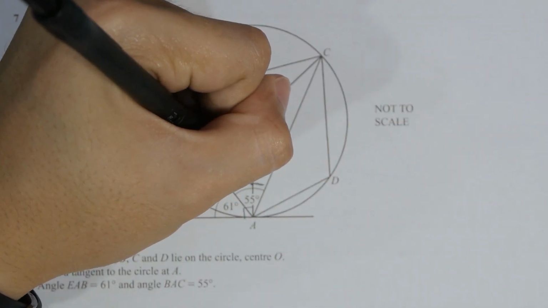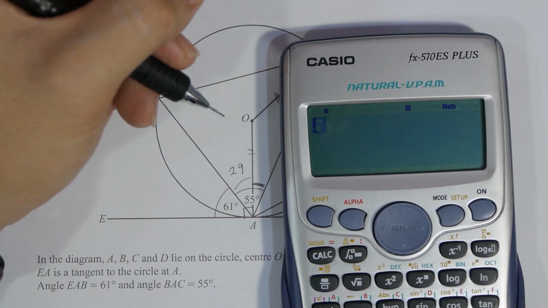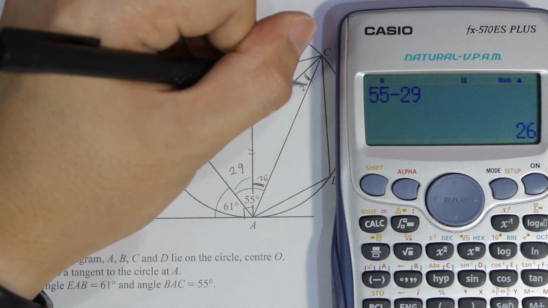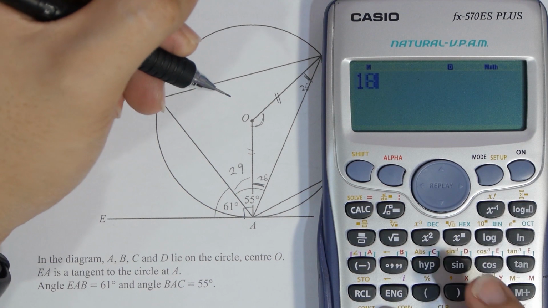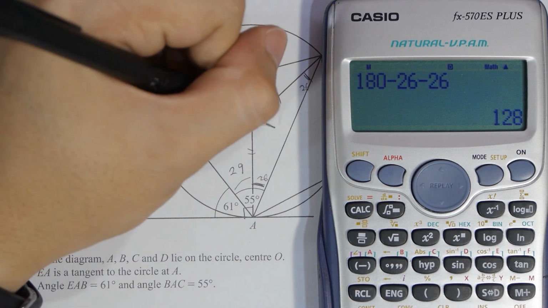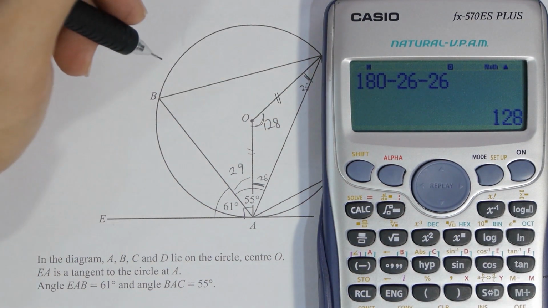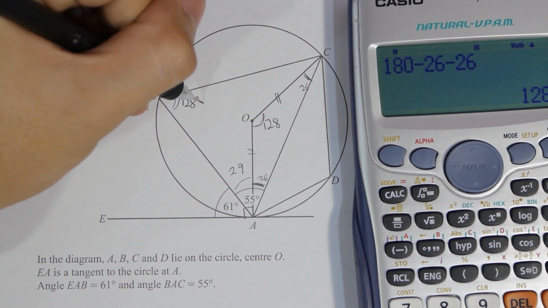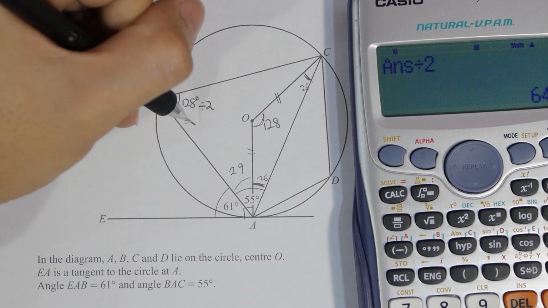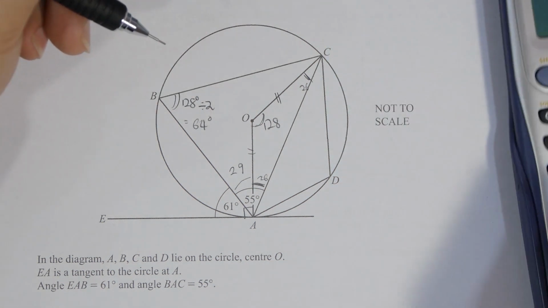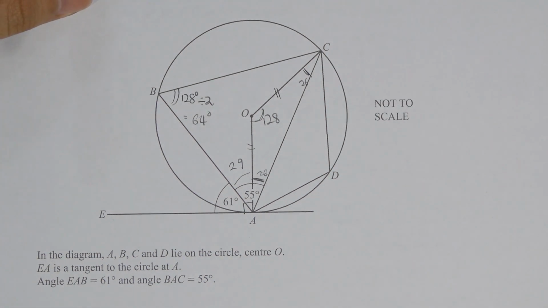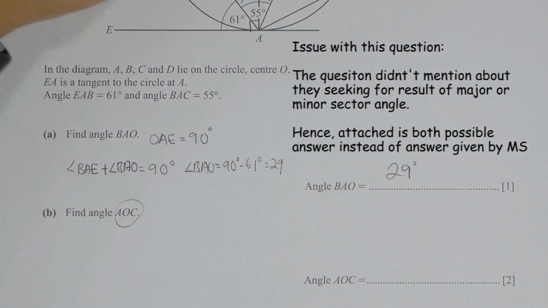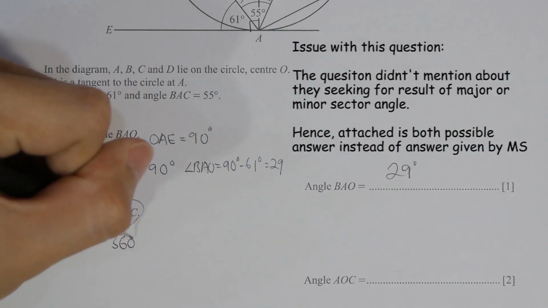Hence we find the minor sector of COA as 128. However, the question didn't specify whether it's the major sector or the minor one. So this is what I would do. I will list down both of them. For you to identify the major sector, simply take 360 minus 128. If it's referring to the minor sector, it will be 128 degrees.